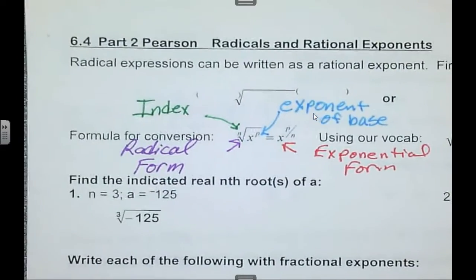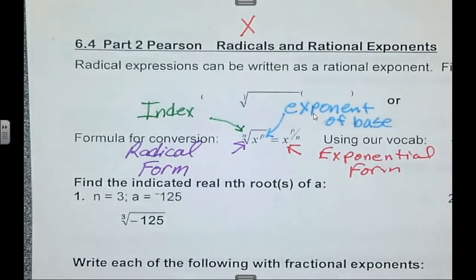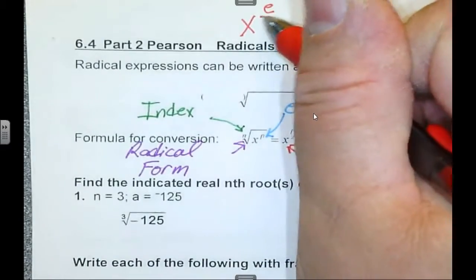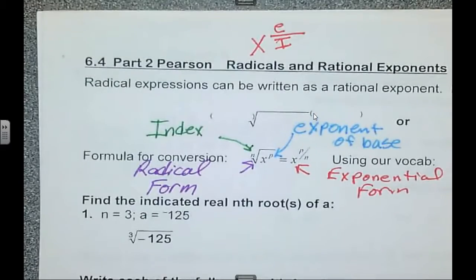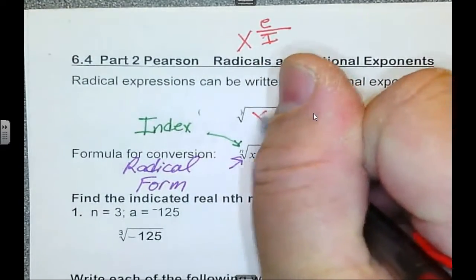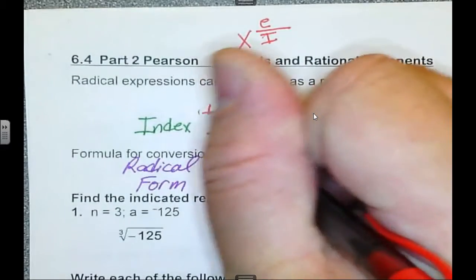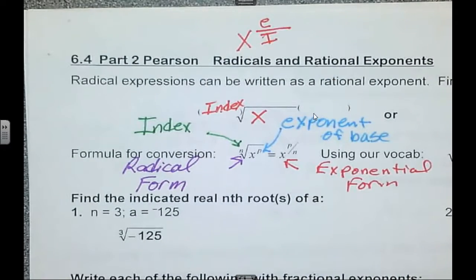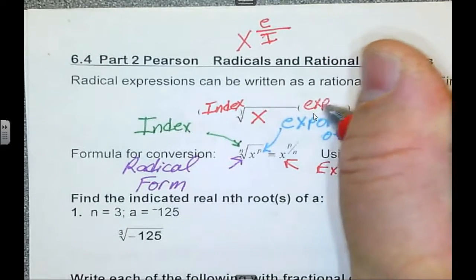Okay, so if we go back and look at our x to the exponent, and I'm going to use e for exponent, over our index, and I'm going to use I for index. In radical form, here's my base, x. Here's my index. Index goes where that radical sign is. And then I have my exponent of the base outside.